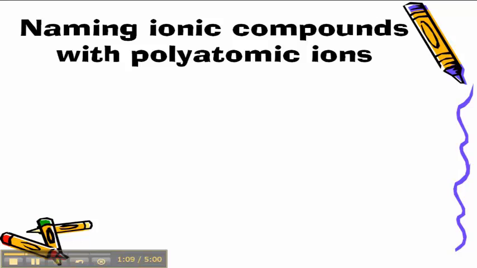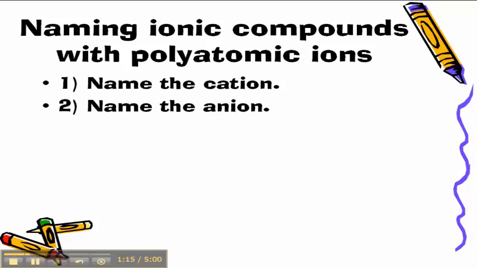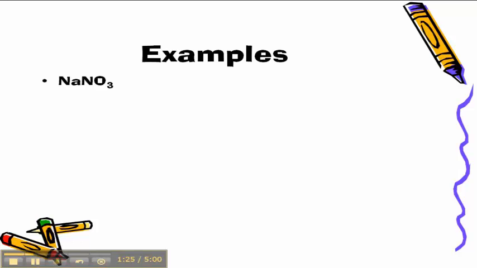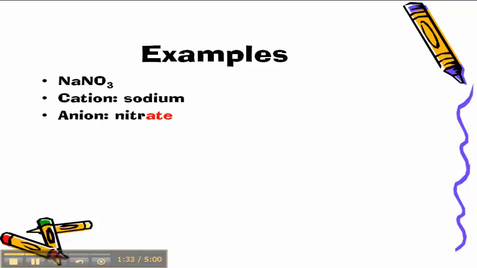Now when you have a polyatomic ion, you're going to name the cation, the first one, the positive one. Then we're going to name our anion. Now here's the catch: you never ever change the ending of a polyatomic ion. So for example, NaNO3. Na is our cation, that's sodium. NO3 is on our list. It is nitrate. So the name is sodium nitrate.